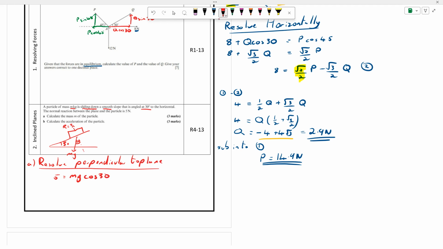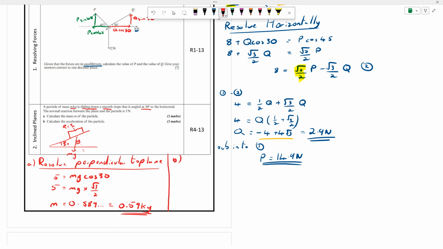Now from there, I can again use some exact values and solve. So I've got 5 equals mg times root 3 over 2. I'm going to divide by root 3 over 2 and divide by 9.8, which is going to give me a mass of 0.589..., which is about 0.59 kilograms if I want to round it. Now, obviously, I'm going to use the mass in part B a little bit, so I'll keep my exact value in my calculator ready to go.